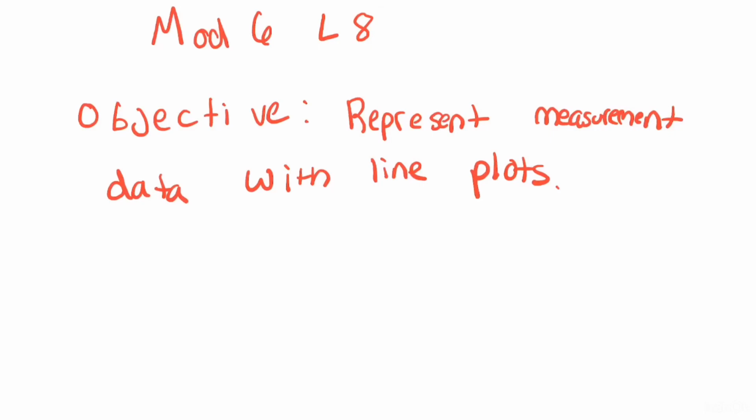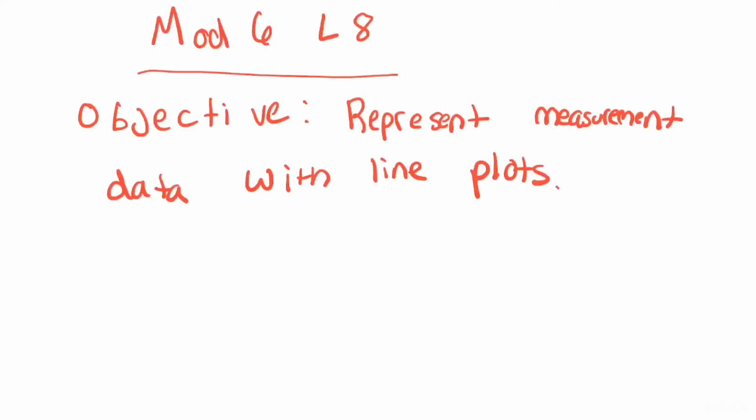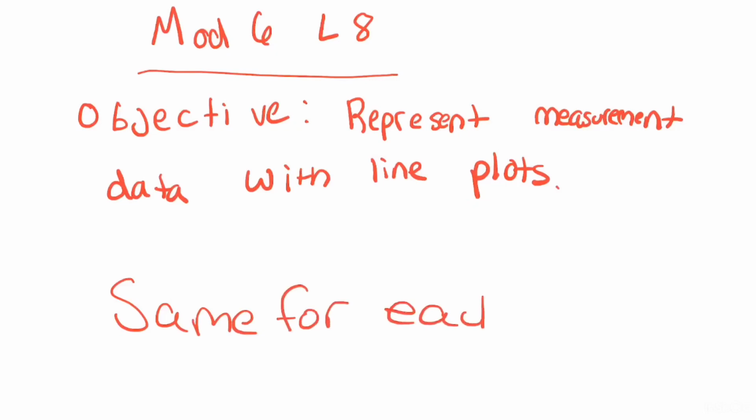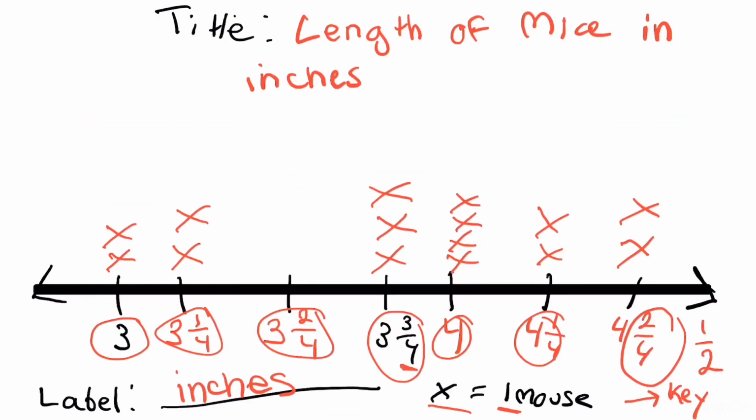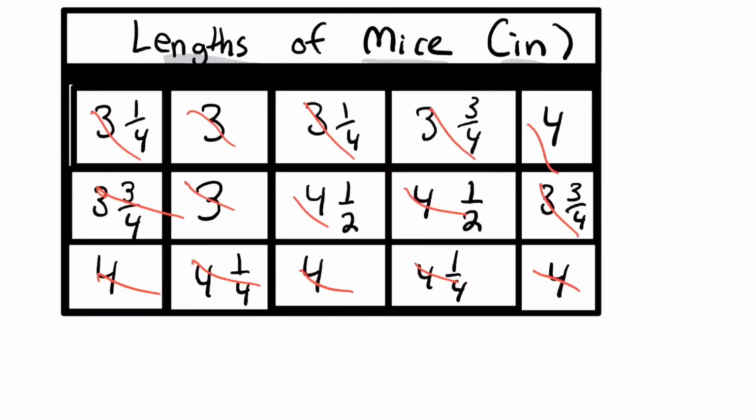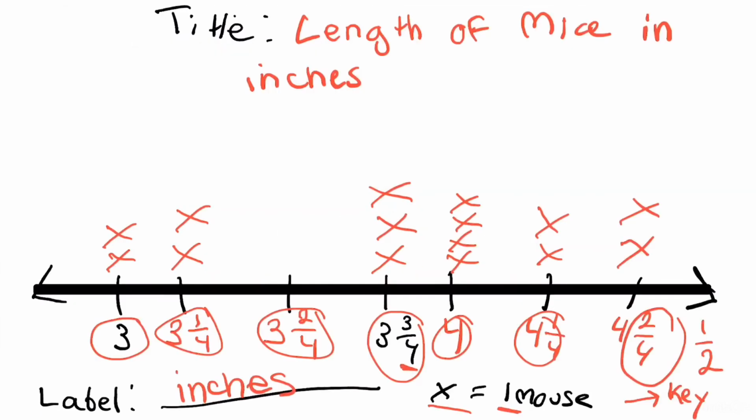So, for Module 6, Lesson 8, represent measurement data with line plots. That's the same thing. It's the same for each lesson. So the same objective for each lesson. So you're going to, surprise, surprise, do more of these types of graphs where you look at the information, then you label the tick marks here, and then you count to see how many are in each column or row.